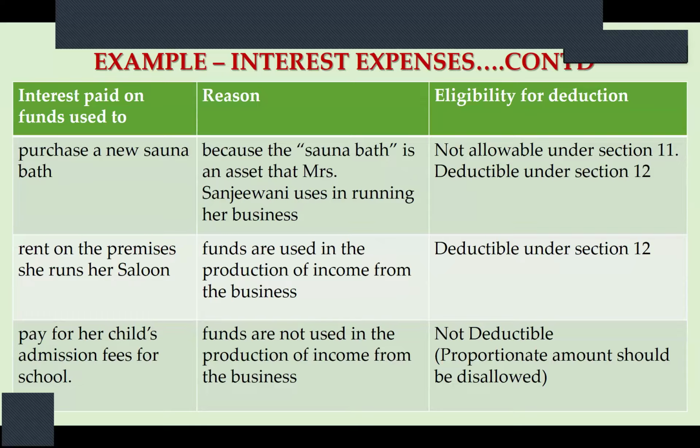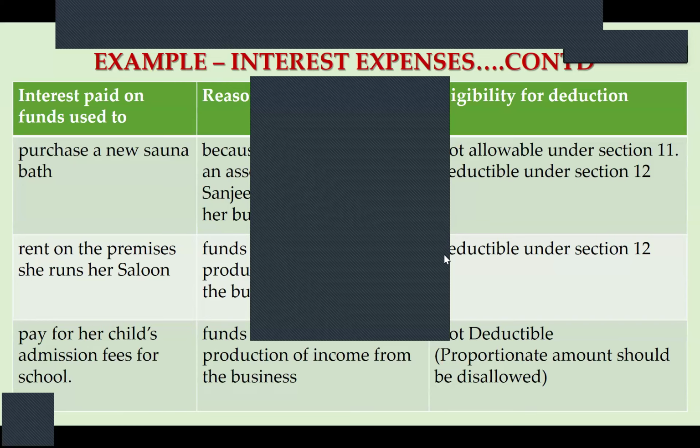After selling her asset, can she deduct this amount, the proportionate amount? Can she deduct the proportionate amount or not? No. Two answers are there. They said no. Why? Why not?